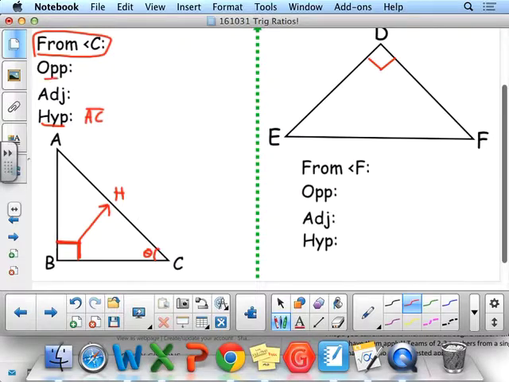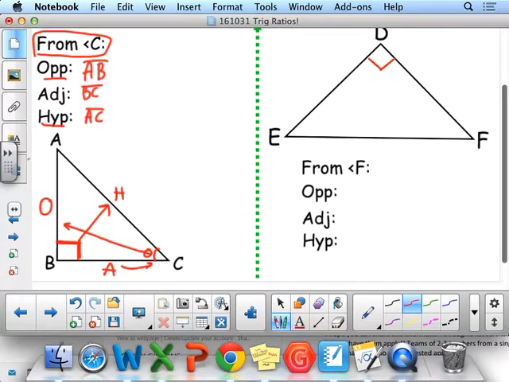Now what's going to be directly opposite from this theta? So from this angle C, directly opposite, I'm going to draw a line all the way across. This is my opposite line, also known as AB. And then whatever is left over has to be the adjacent side. So notice the adjacent side, or BC, is touching this angle C. It's part of that angle.